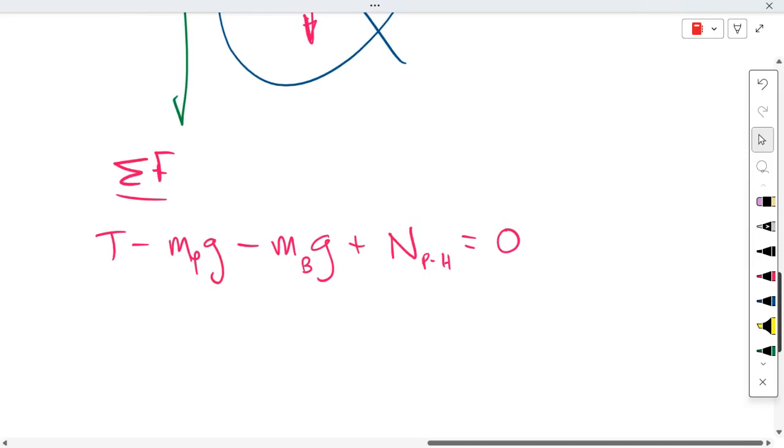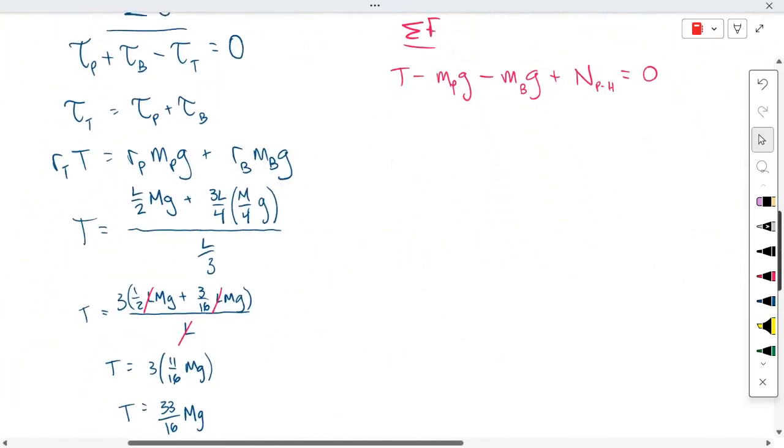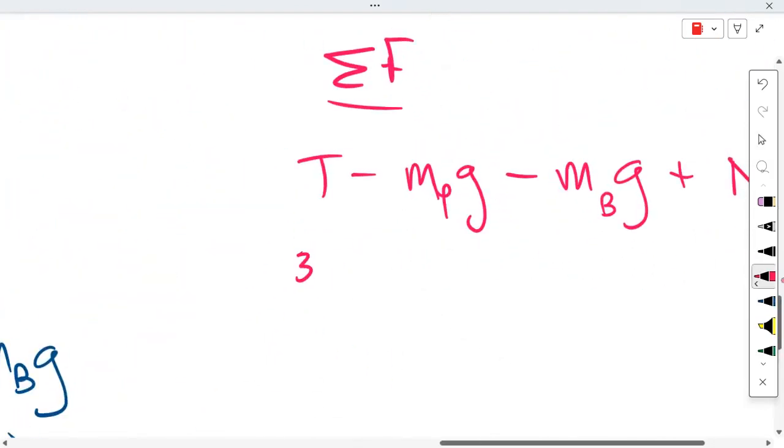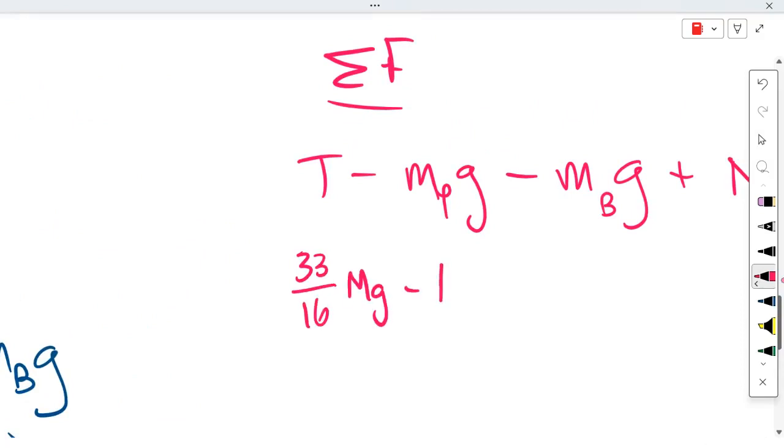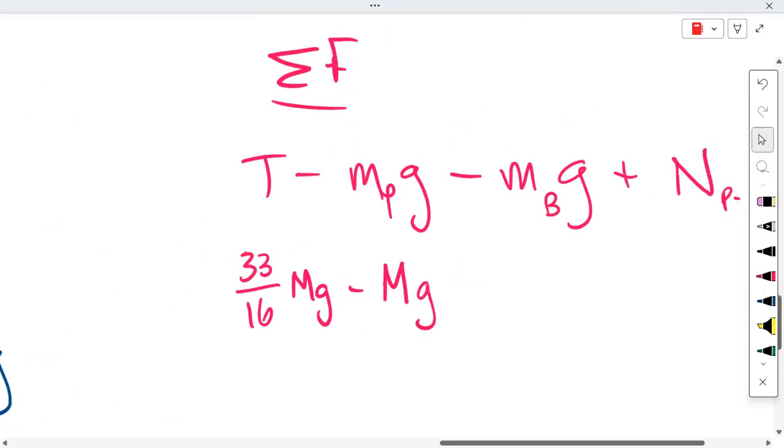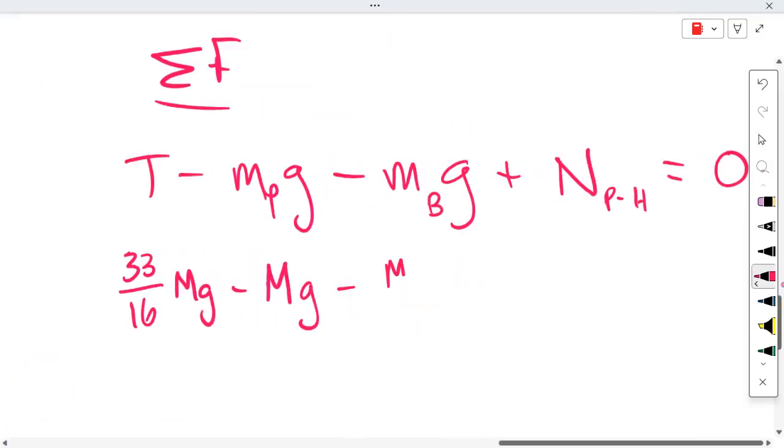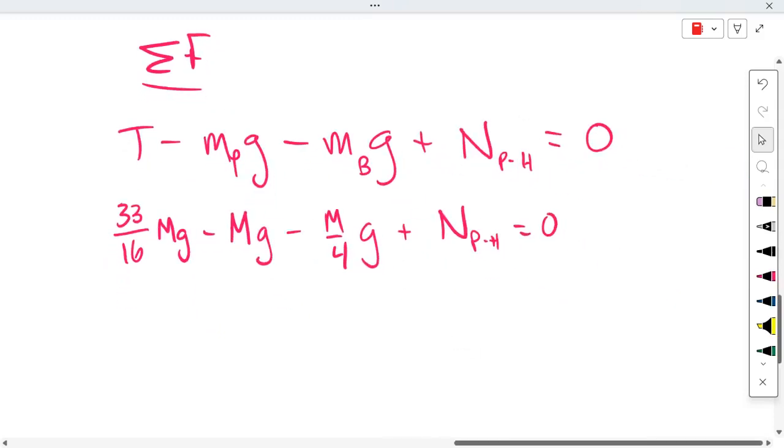All right, so the tension, what was the tension? The tension was 33/16. This is probably not going to be fun. 33/16 mg minus, well, this was the plank's mass is m. The box's mass is m/4 plus N equals 0. And notice there's no r's here because this is a net force analysis. So all we have to do is quite literally look at the size of the forces, and it has nothing to do with what their points of action are.